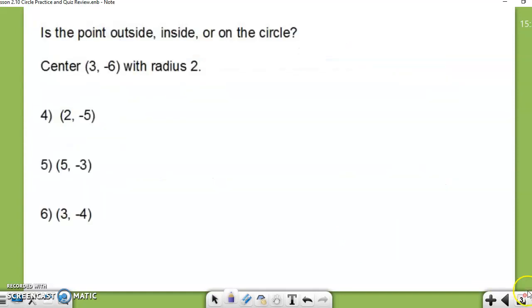Next thing we looked at was whether a point was inside, or outside, or on the circle. So first I have to have my equation. They've given me the center and the radius, so I can write my equation of the circle as x minus 3 squared plus y minus a negative 6 is plus 6 squared equals my radius, which is 2. 2 squared is 4.